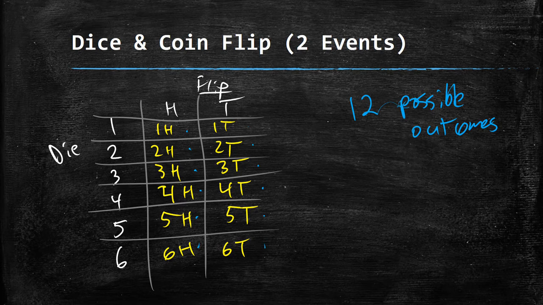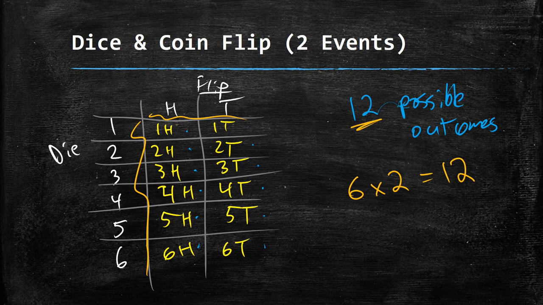Now, I want you to look at this really quickly. If we want to find quicker ways to do this, because we're going to get into situations where we have a lot more possible outcomes than just 12, an easier way than counting all these up is to look at it this way: I had 6 along this side, and I had 2 along this side. It's as simple as 6 times 2, and that also gives me the 12 from before.